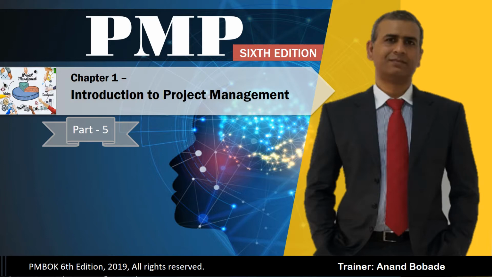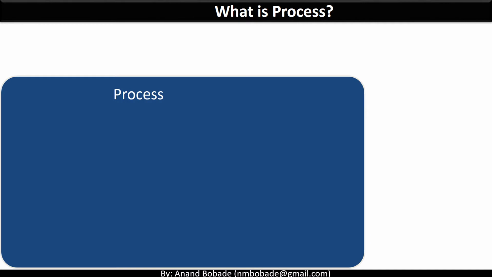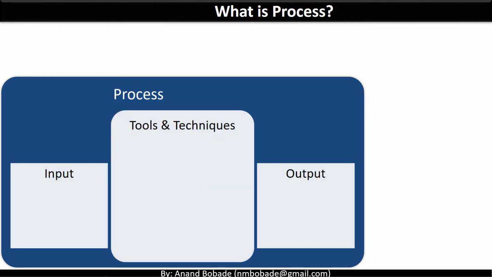This is a continuation of the first chapter, Introduction to Project Management. The next important concept is project management processes. We will start with understanding what a process is. The PMBOK Guide defines all processes as input, output, and tools and techniques.